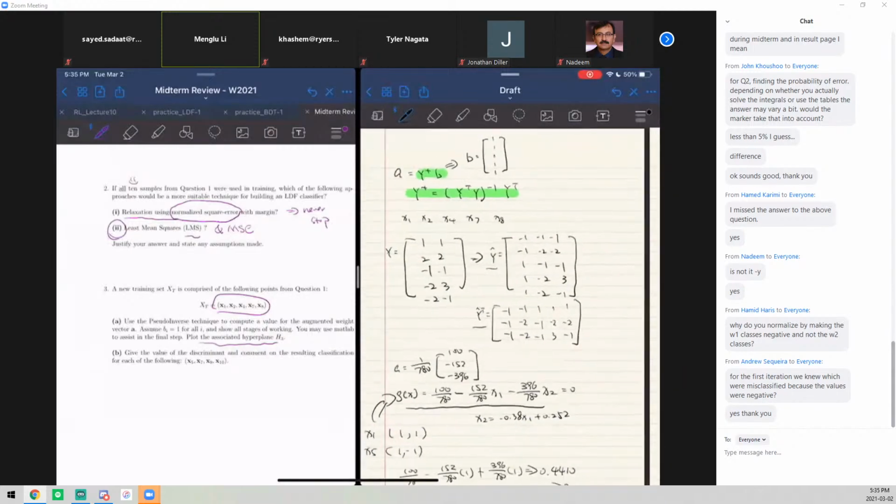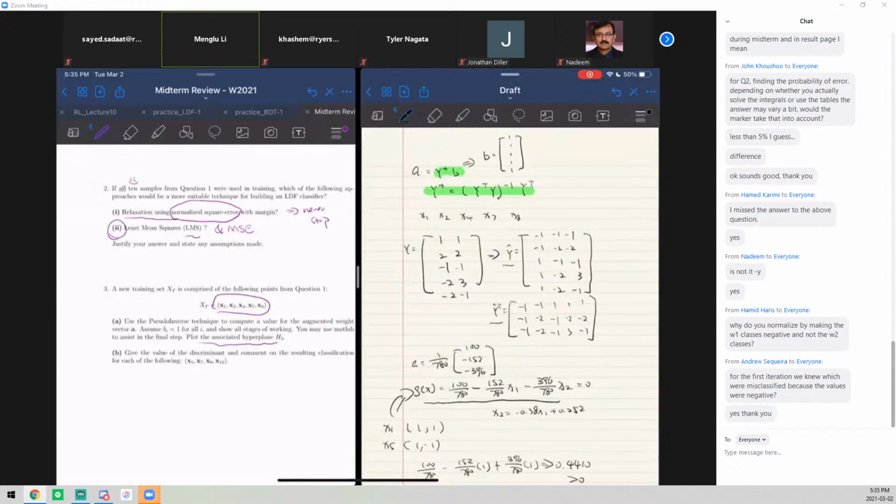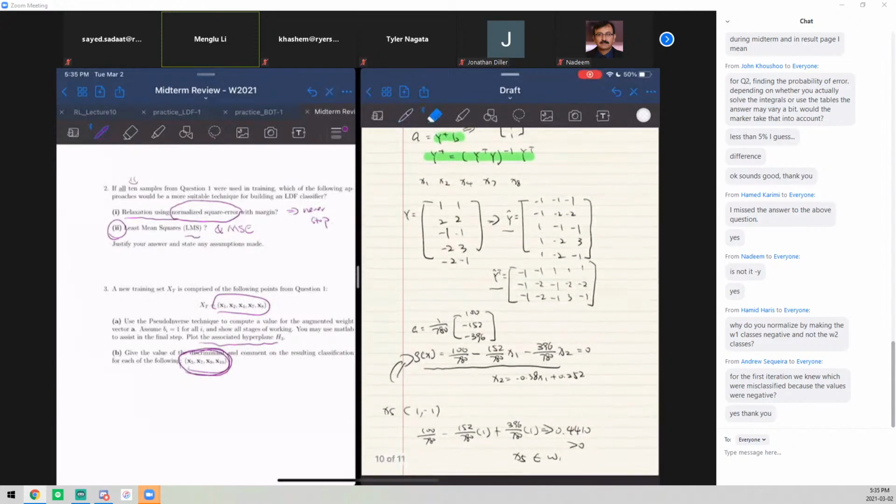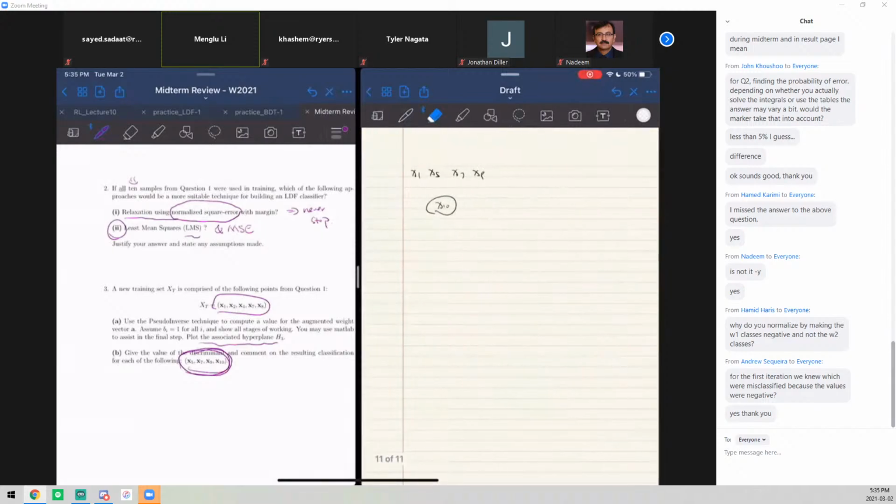So we got the g function and we plug in all. Oh, sorry, it's not class 1. We should plug in these 4 points. We should only plug in x5, 7, 9, 10. So we will get x5, 7, 9. It's correct.